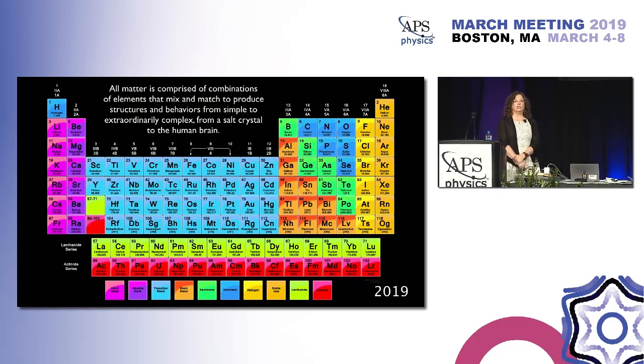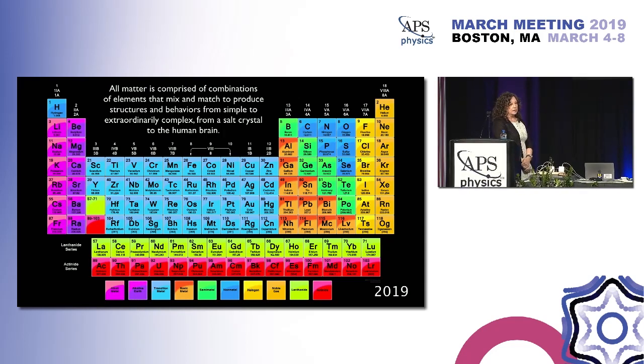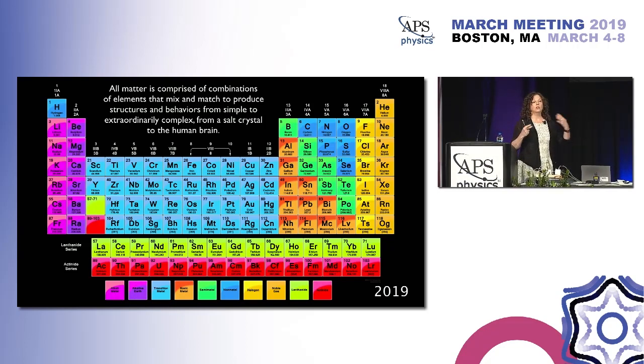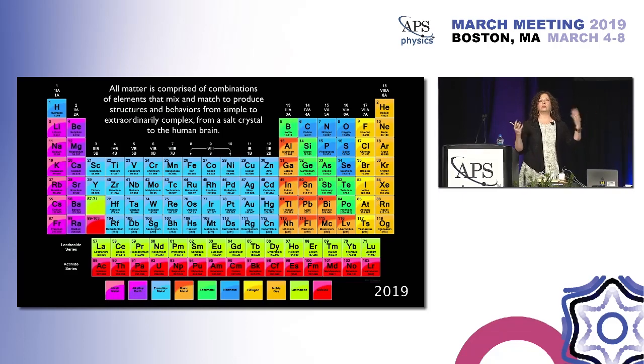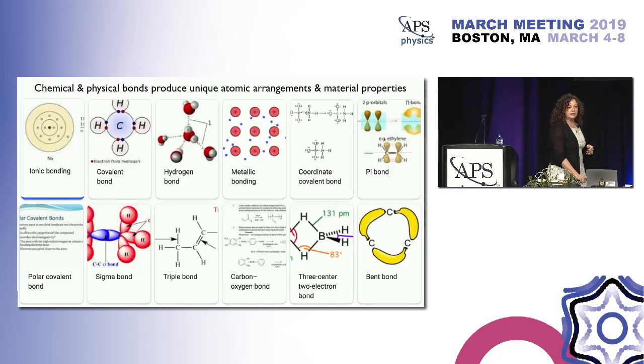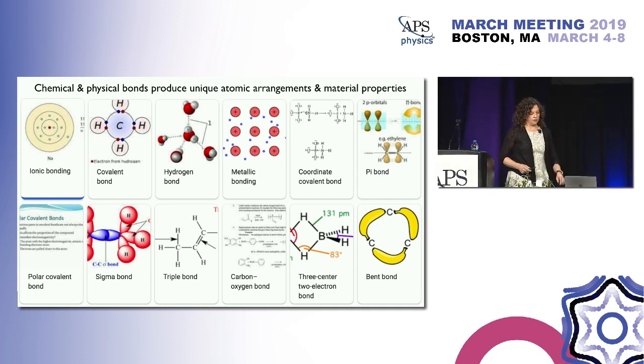2019, as we heard, is the International Year of the Periodic Table of Elements. As physicists, we know that all matter is comprised of combinations of elements that mix and match in a variety of ways to produce structures and behaviors that range from the incredibly simple to the extraordinarily complex, from a salt crystal to the human brain. And as physicists, we also know that chemical and physical bonds are what produce unique atomic arrangements and these material properties. And a quick Google search will give you examples of the major types of chemical bonding that we're all familiar with, as well as special flavors of these different kinds of bonds.